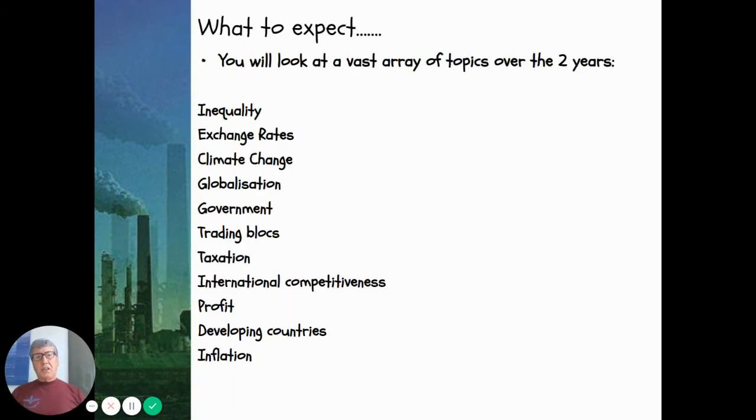Here's some of the things you might expect to see over the 2 years. We look at inequality, exchange rates, climate change, globalization, government, trading blocks, taxation, international competitiveness, profit, developing countries, and inflation. An example of a trading bloc is the EU, the European Union, and globalization is where we get all our clothes from China and things like that. So we're looking at all these different topics and many others.